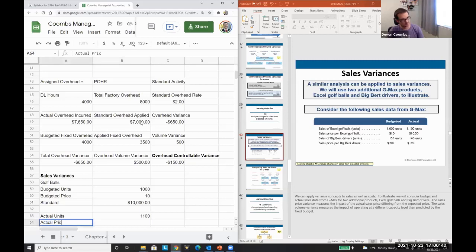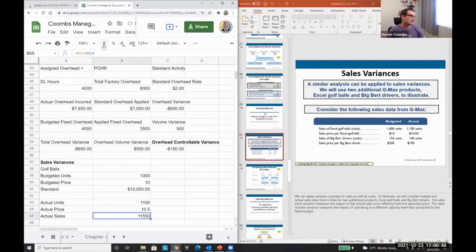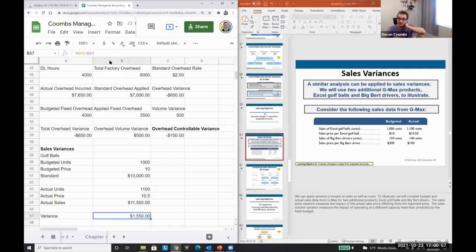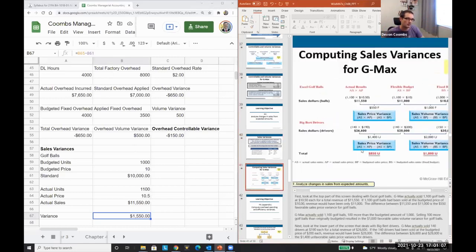Actual price is 10.50. Actual sales 11,550. And then we can say, what is our variance? Our variance is 1,550. That's a positive variance because we sold more at a higher price. Then we can figure out the price variance and the quantity variance by diving into what we did before.